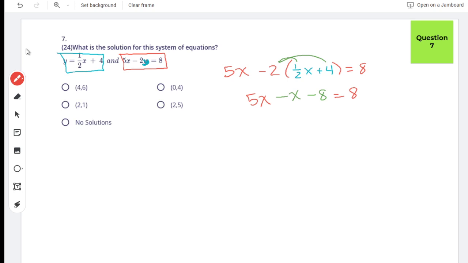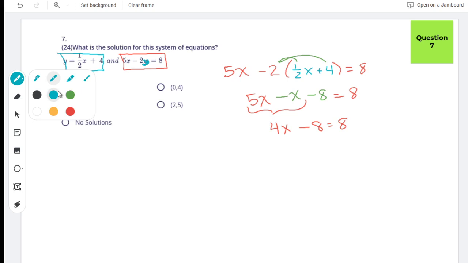So now I'm going to go ahead and collect my like terms. Here where I have a 5x minus x, those combine together to make a 4x. I'm then going to add the 8 to the other side of the equation because I have an 8 being subtracted here. So that gives me 4x is equal to 8 plus 8, which is 16.